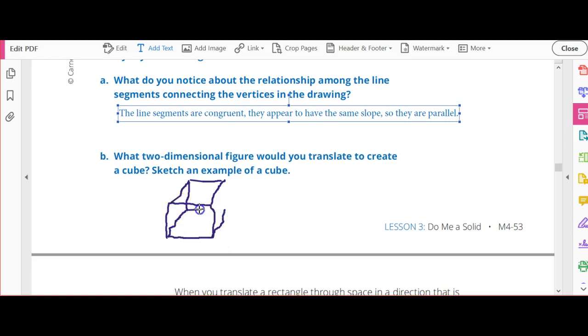Oof. Yeah, well, it says to sketch it, so maybe yours is as bad as mine. But there's an example of a cube. Now we have 3 dimensions here. So let me see if I can highlight the 3 dimensions for you.